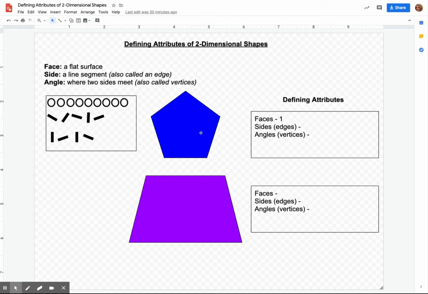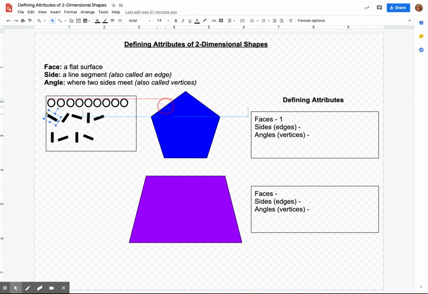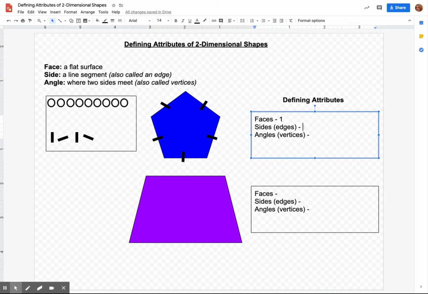So how many faces does this shape have? There's only one face on this shape, so we're going to put a 1 right here. How many sides or edges does this shape have? Sometimes when you are counting the sides or edges, you might forget where you started. So I like to put a little mark every time I count. So I'm going to say 1, 2, 3, 4, 5. So this shape has 5 sides or edges.